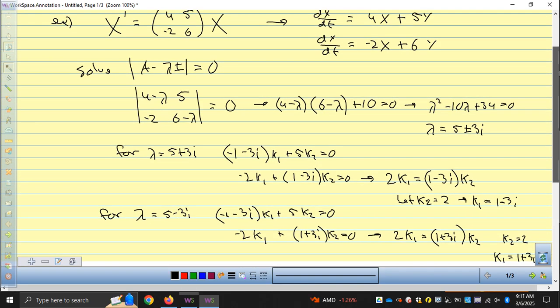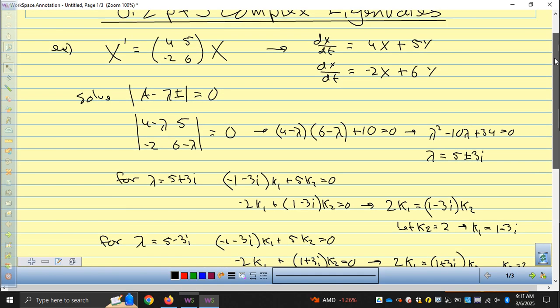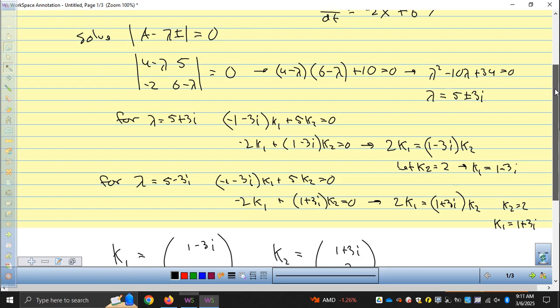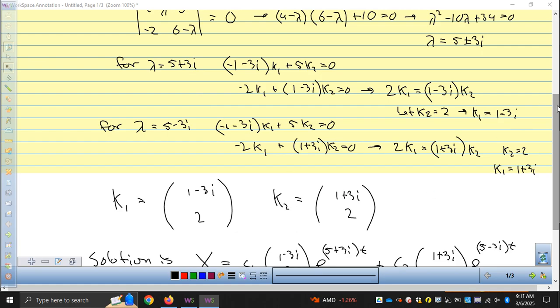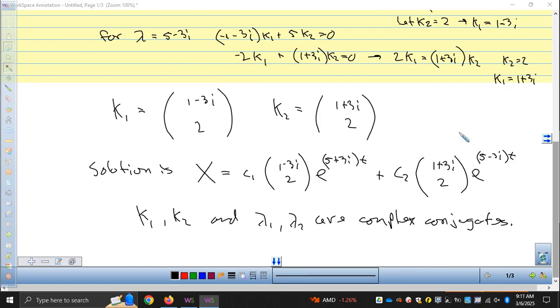So I've gone through this system, found the eigenvalues in our typical way. We find our eigenvectors in the typical way. So here are our eigenvectors. We see that the eigenvectors are complex conjugates. The eigenvalues are complex conjugates. And we can write the solution in terms of those complex eigenvectors and our complex eigenvalues.